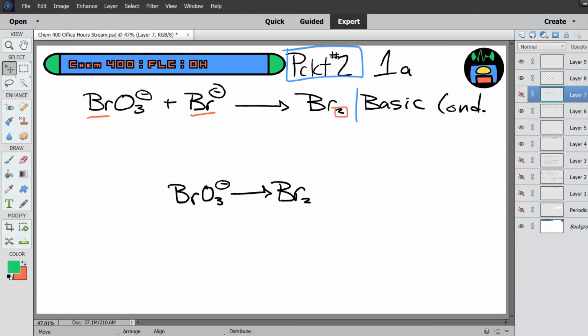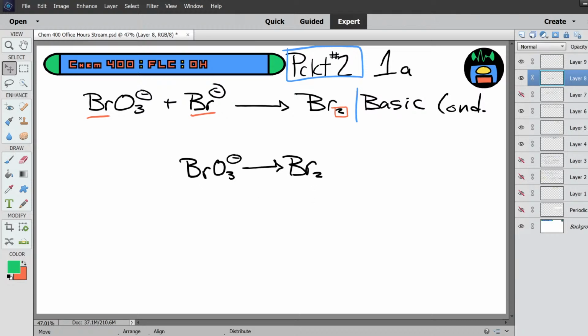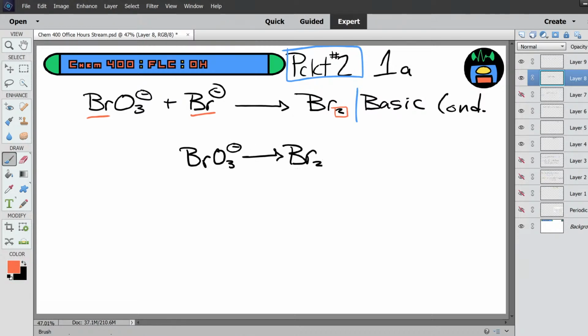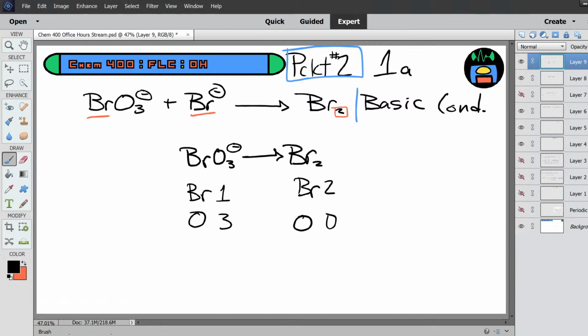Now let's take a look at bromate. Step number 1, we need to balance our atom counts. And if we look, we have bromine and oxygen on the reactant side. We have 1 bromine, 3 oxygen. But we only have bromine on the product side, right? We don't have any oxygen to begin with.